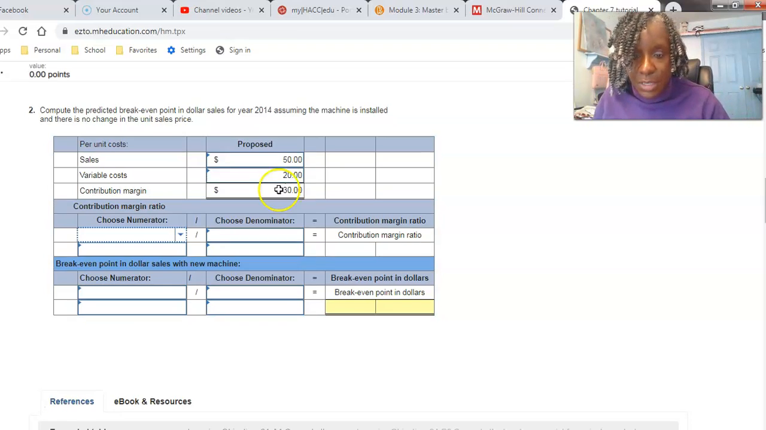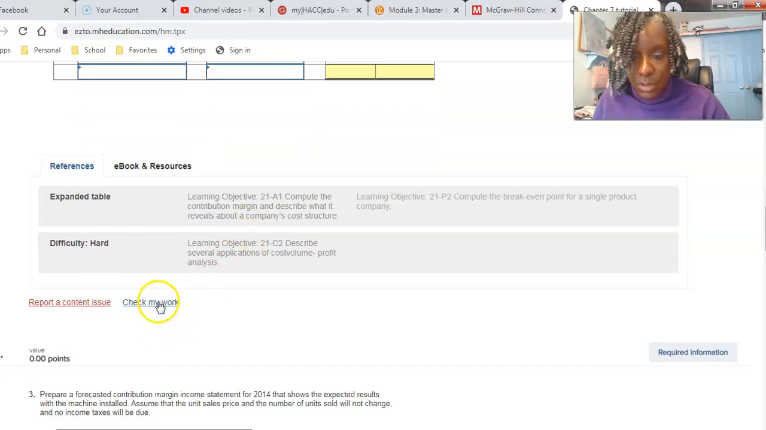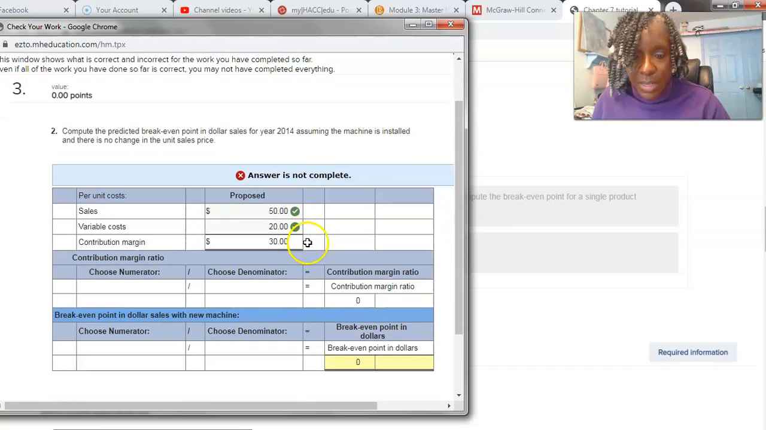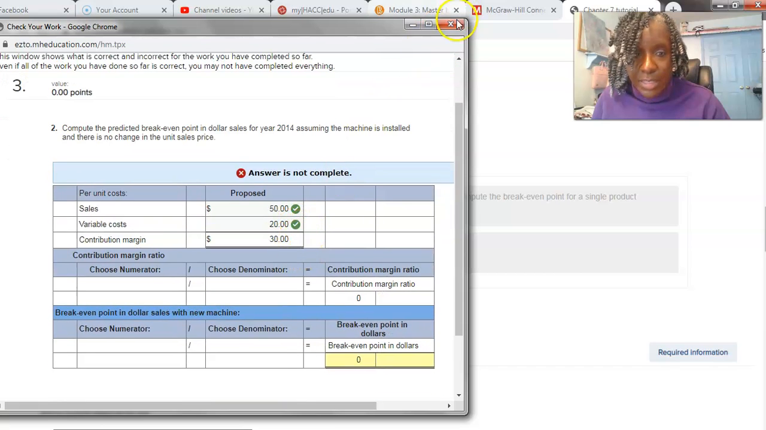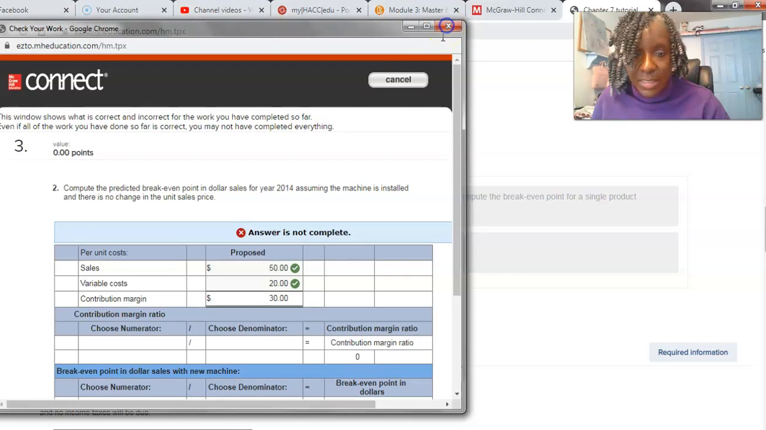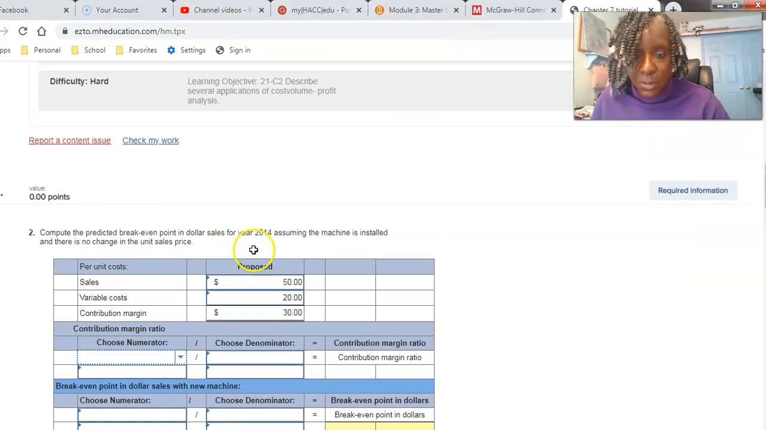And now we have $30. Now, if you're concerned that it's right, let's check our work. And I'm almost certain we got it right. Good. We're on the right track. And that's kind of the reason why I like this particular software, because you don't have to go all the way through the whole process before finding out if you're incorrect. You can always go back and see where you stand before going further.